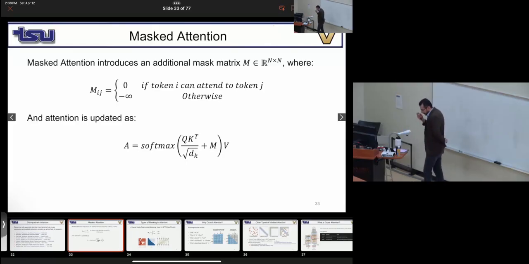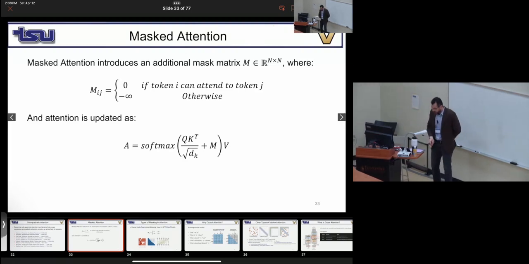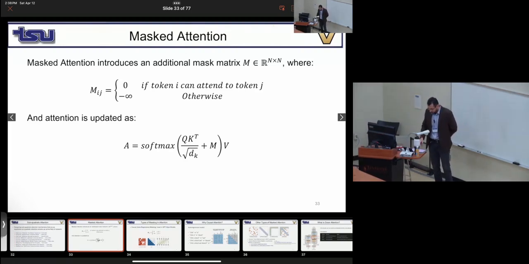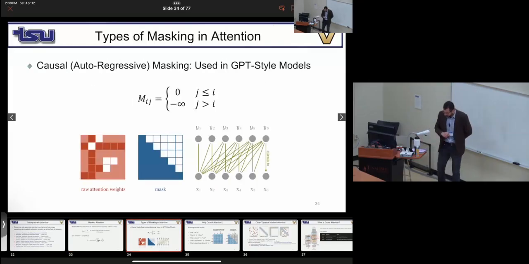Okay. So now you may ask, okay, that's fine, but why would you want to do this masking? Yes, you can do it, of course, but what is the rationale behind doing it?